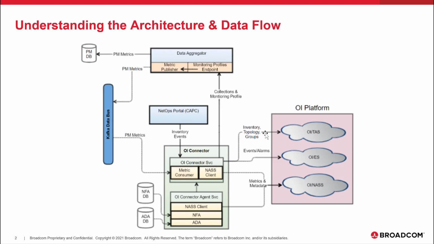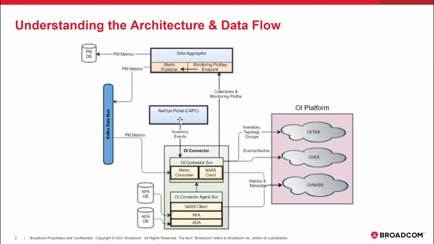So how does it actually collect this data from performance management? Well, the inventory data is pulled from NetOps portal by the OI connector. The connector will create a group within NetOps portal that contains those devices that will be sent to OI. And that group is called the OI inventory group. It contains a reference to the OI seed group.